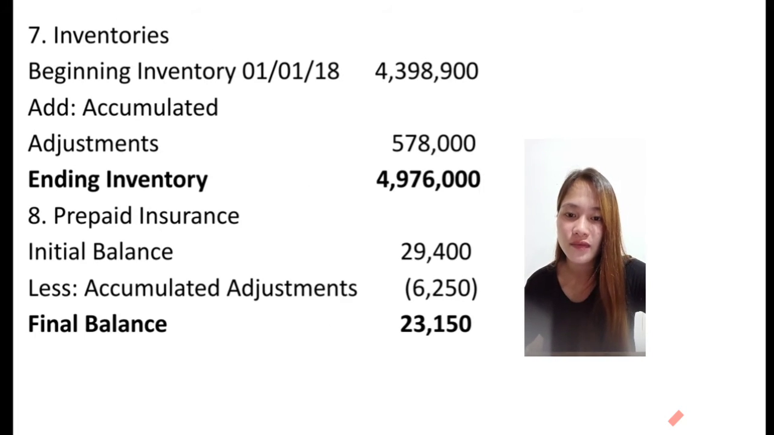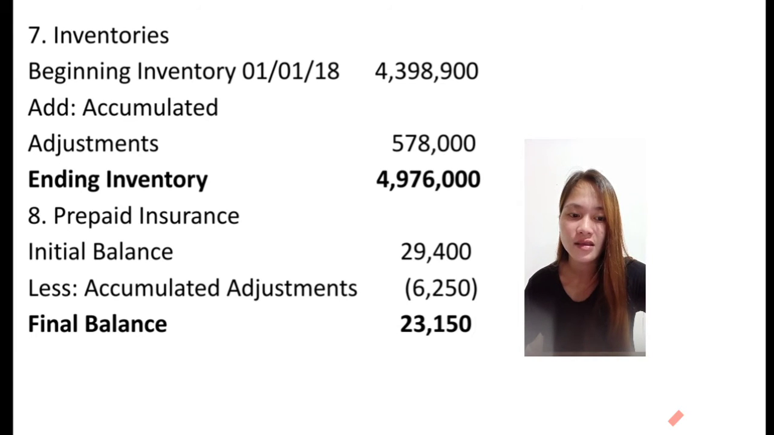Number 7, find the inventories. So in the beginning inventory, January 1, 2018, they have a balance of 4,398,900 pesos, added by the accumulated adjustment 578,000 pesos. So the ending inventory is 4,976,000 pesos.